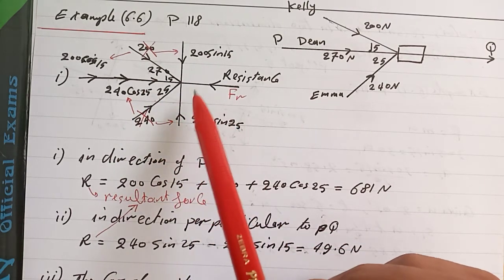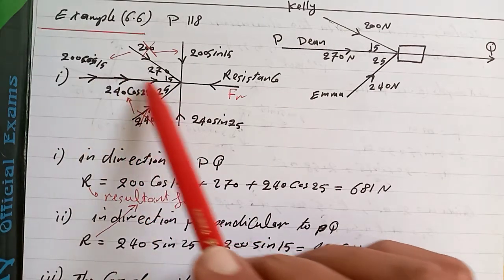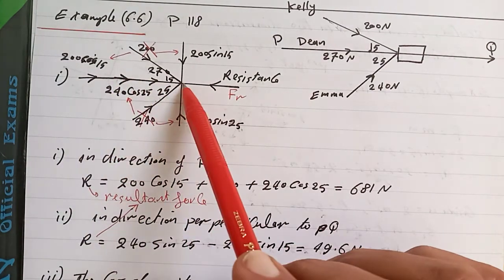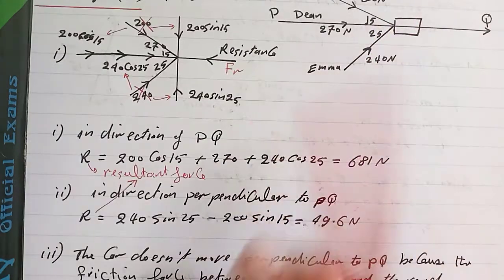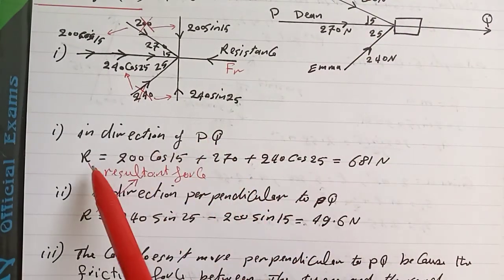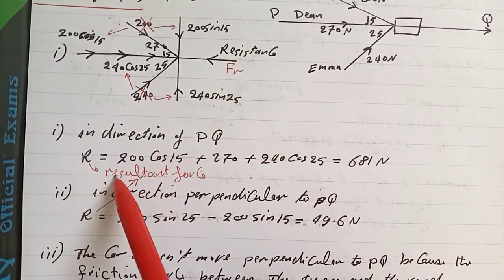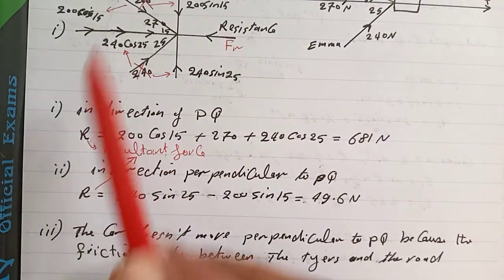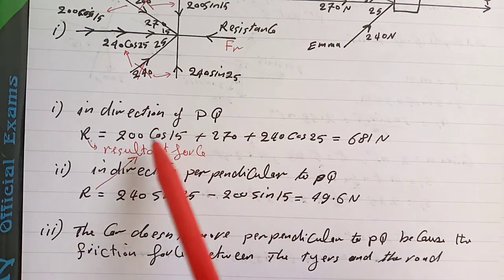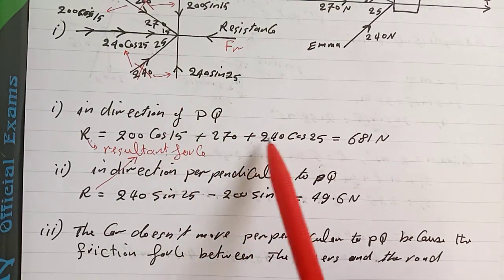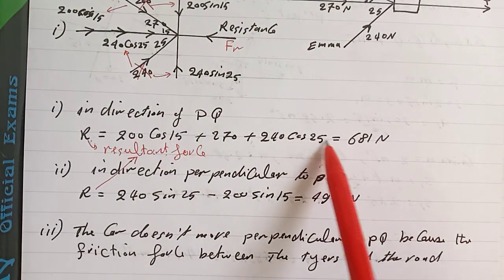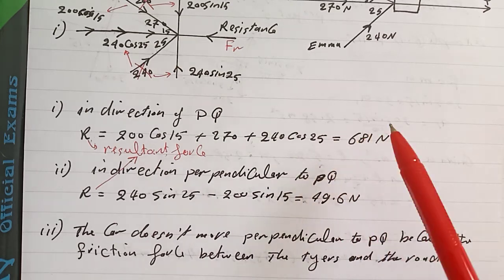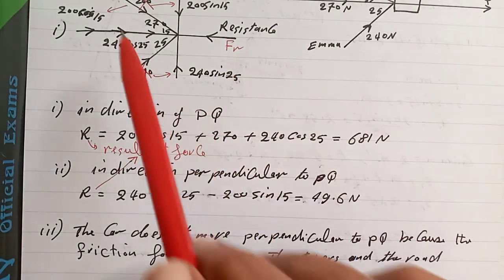Okay, the sum of these forces in this direction are in direction of PQ. R here is the resultant force, the three forces, which are 200 cosine 15, 270, 240 cosine 25. It will be 681 in this direction, this force.